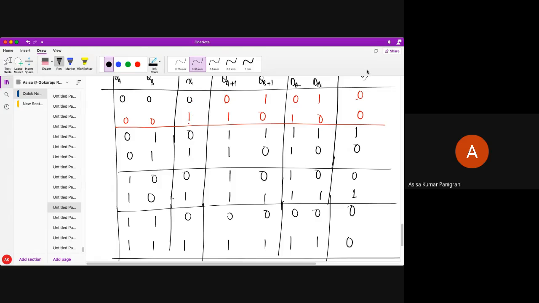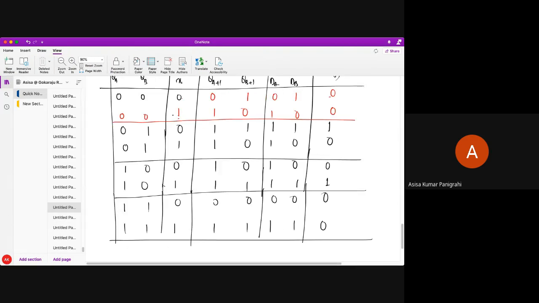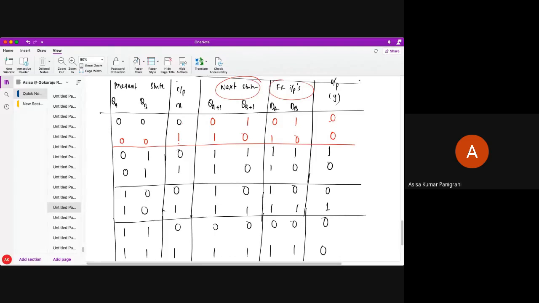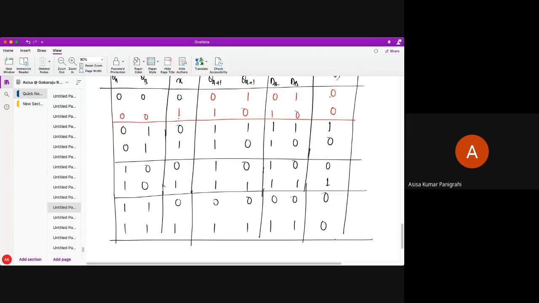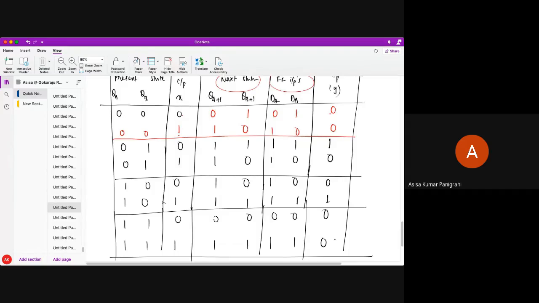So this would be my excitation table and output table. Understand, students? It's very simple. This is the excitation table of the circuit, along with the output table.